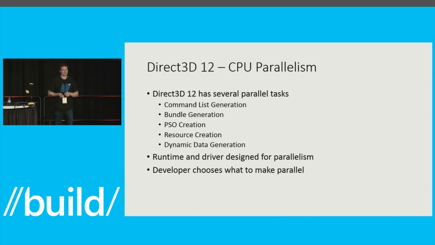with your rendering thread. So in summary, the runtime and driver are now designed for complete parallelism, enabling you, the developer, to parallelize your engine however you choose. The API is no longer constraining how you design and forcing you down a single path. You can design your engine to parallelize however makes sense for your content.